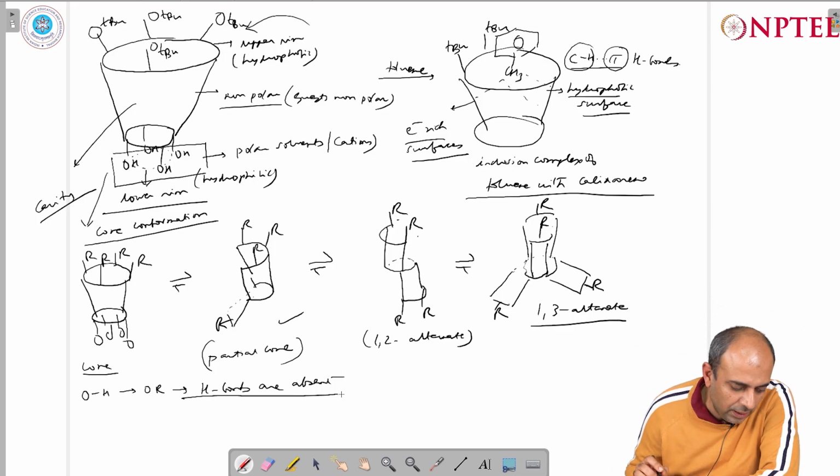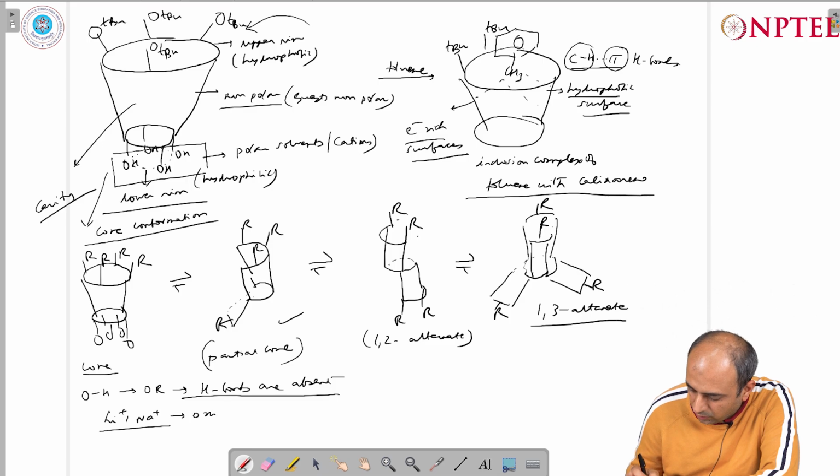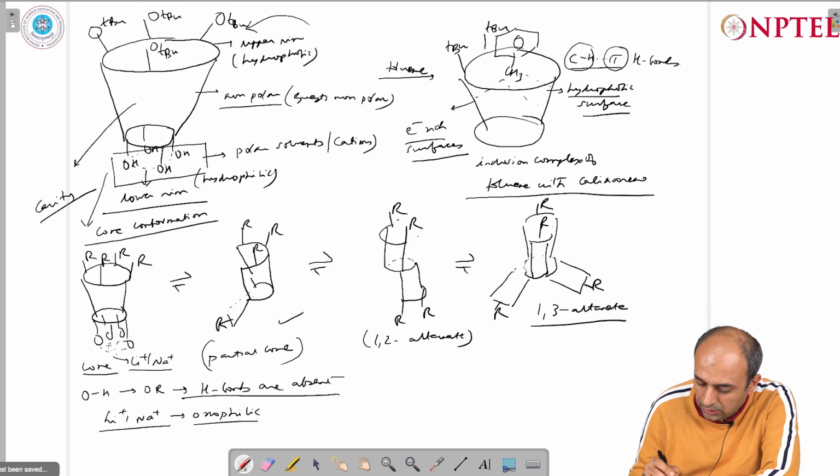The hydrogen bonds are absent. So it was also very important to see that now if you add different kinds of cations of different size, what will be the effect on the complexation behavior. So if you have added for example lithium ion or sodium ion, these are oxophilic because they love the oxygen atoms. So the lithium ions and sodium ions coordinate with the oxygen atoms here.